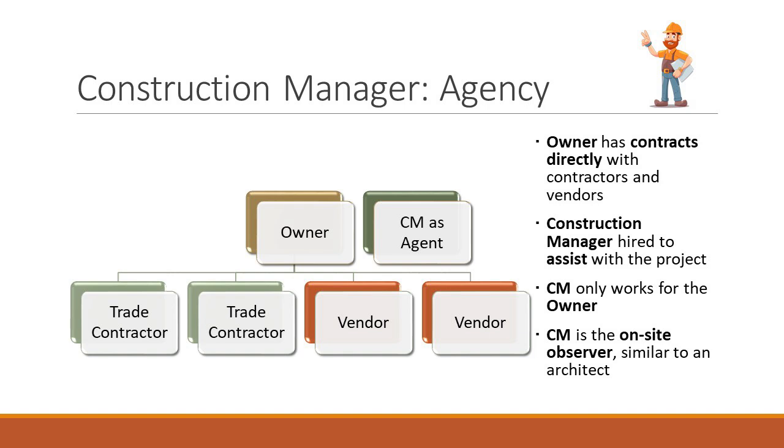As you can see, the owner has direct lines with all of these trades. Every one of these trades has a contract with the owner. There should actually be a line between construction manager and owner, but there's no line between the construction manager as an agent and any of the vendors. The reason is that the construction manager as agent only works for the owner and has no contractual control over any of the trades or the vendors. The construction manager as agent's role is to watch schedule, watch price, and be the eyes and ears on the project for the owner.